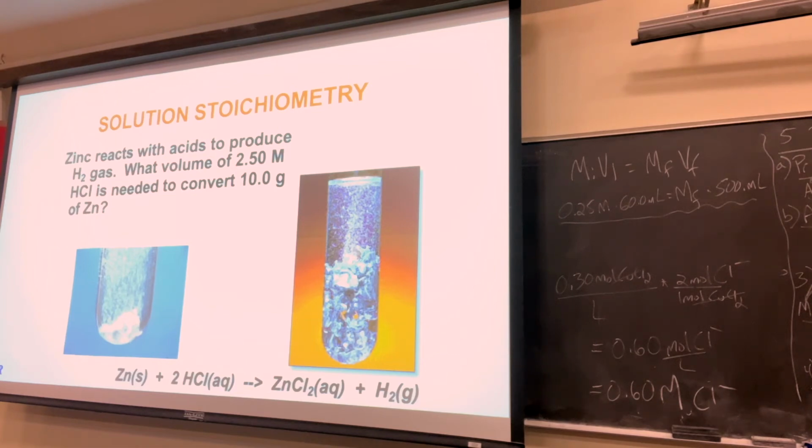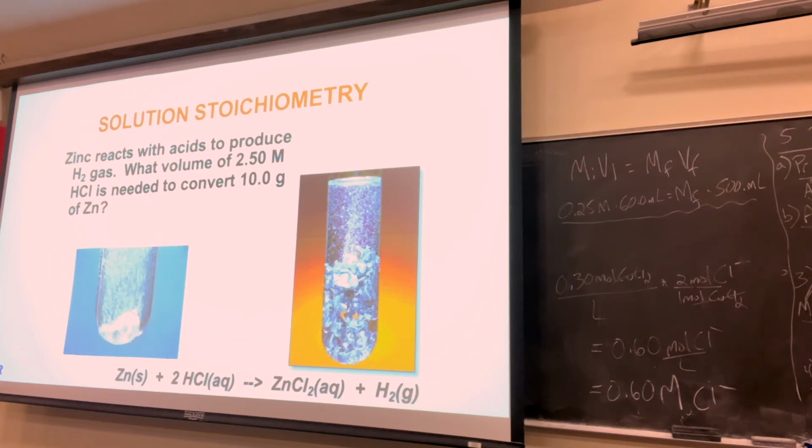And this isn't too bad of a problem. Remember that a balanced reaction is absolutely important. The 1-to-2 ratio here of zinc to HCl is a mole ratio. It's saying that 1 mole of zinc requires 2 moles of HCl. So to figure this out, we'll take the 10 grams of zinc, turn it into moles using the periodic table. A mole of zinc is going to need 2 moles of HCl, so we'll multiply the zinc by 2 to turn it into moles of HCl needed.